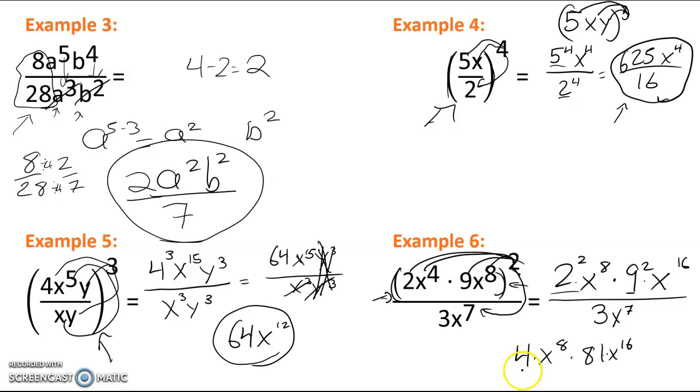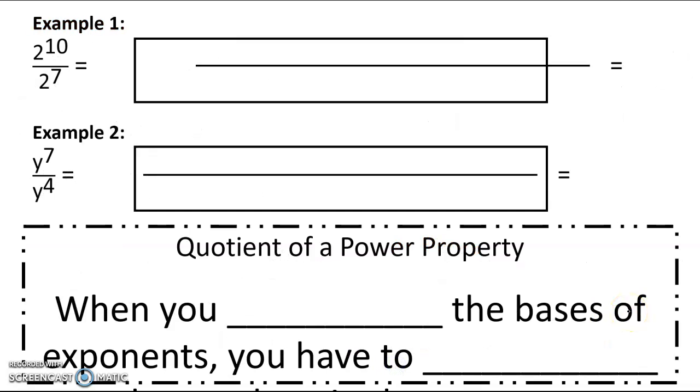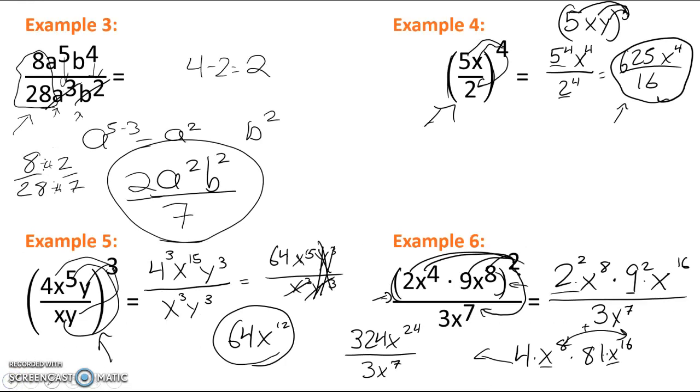And then from there, what I can do is multiply those numbers out. 4 times 81, let me get a calculator out real quick here. That gets me 324. I'm going to bring that over here, 324. And then x to the 8th, and then x to the 16th. We're multiplying those variables again, so we're going to add the exponents. So I'm going to do x, and then it's 8 plus 16, which gets me 24. And that's still over 3x to the 7th power. That 3x to the 7th power has not changed, okay?